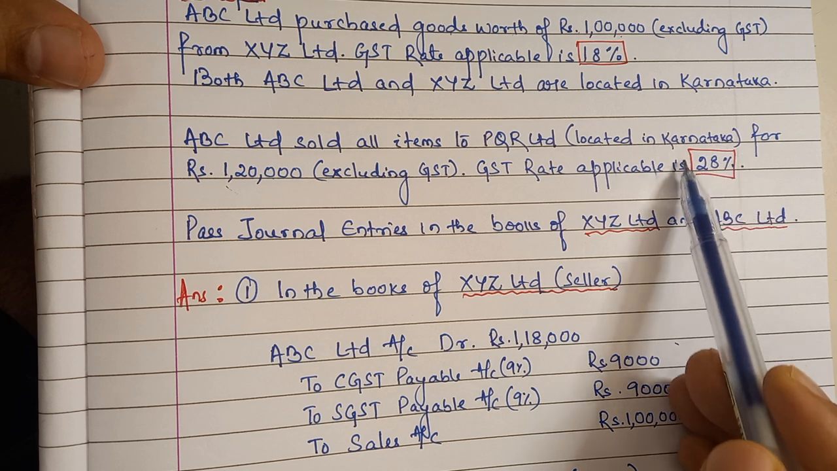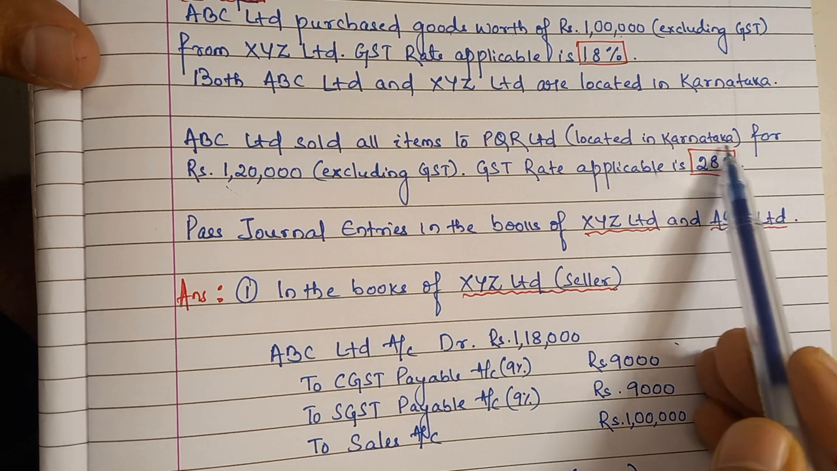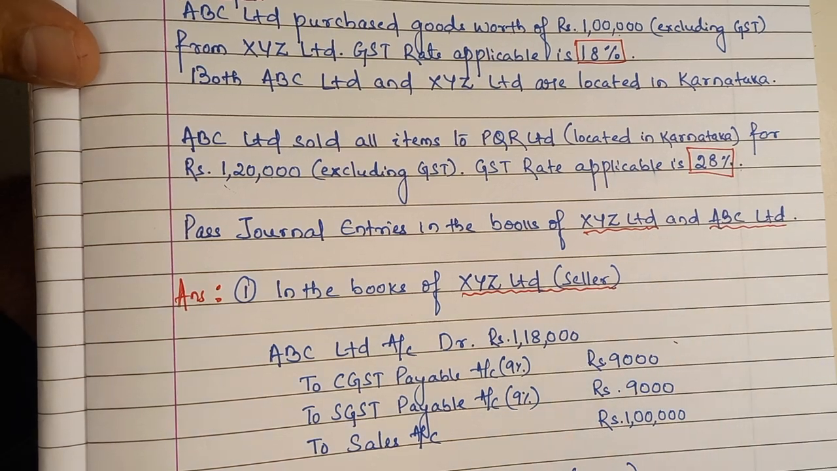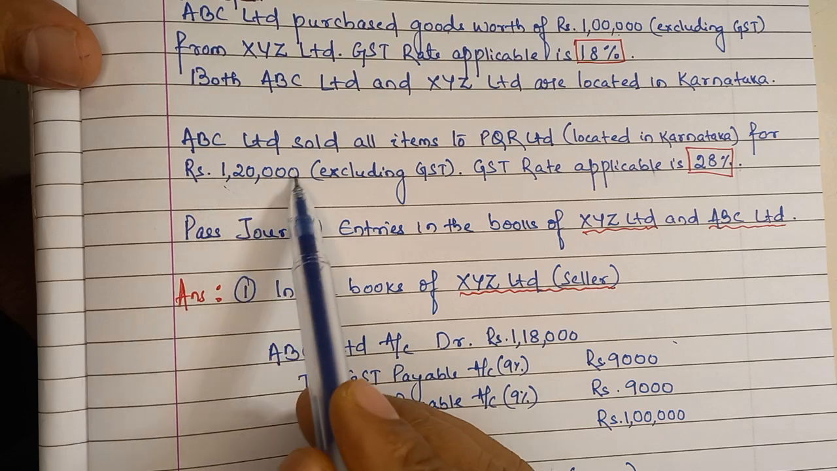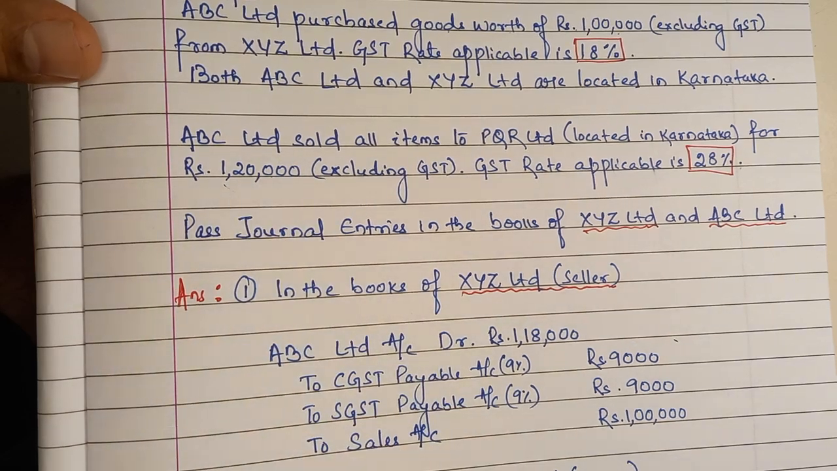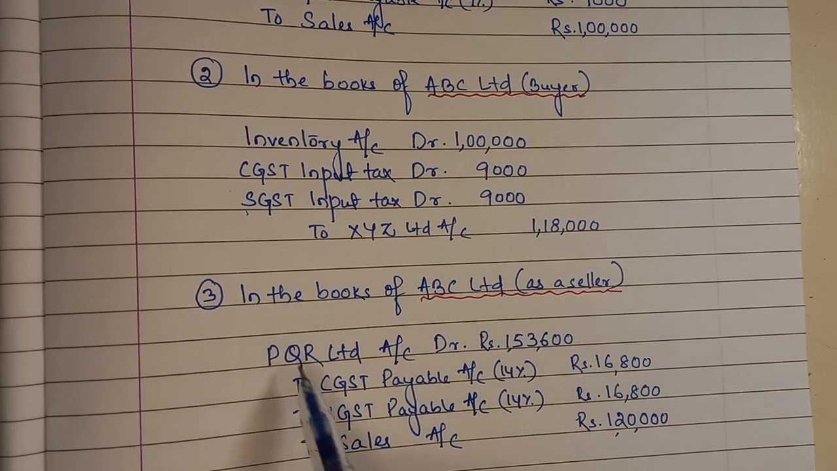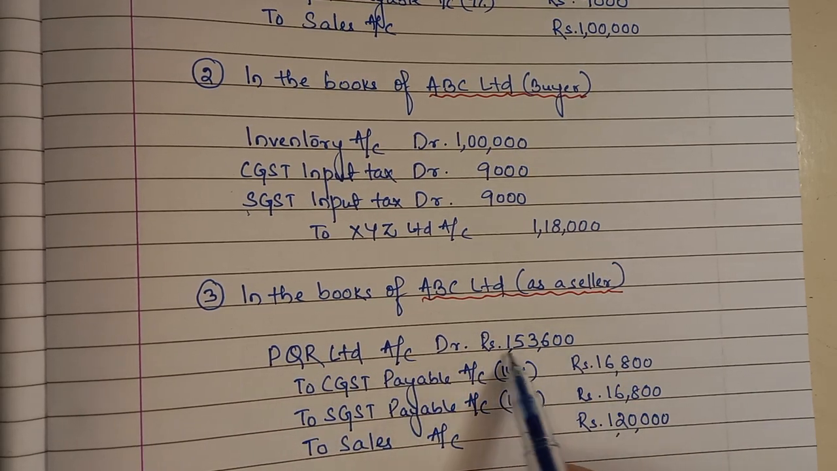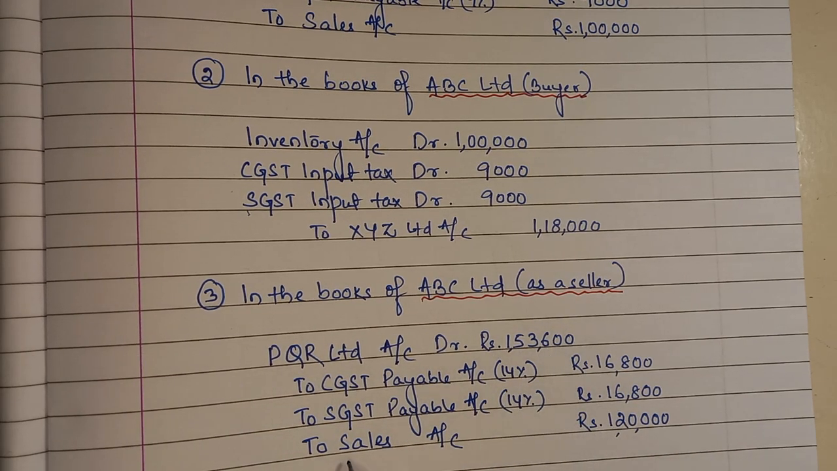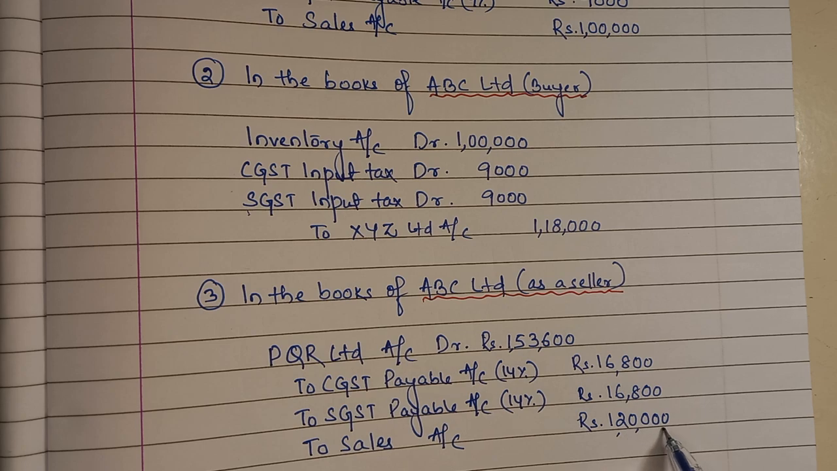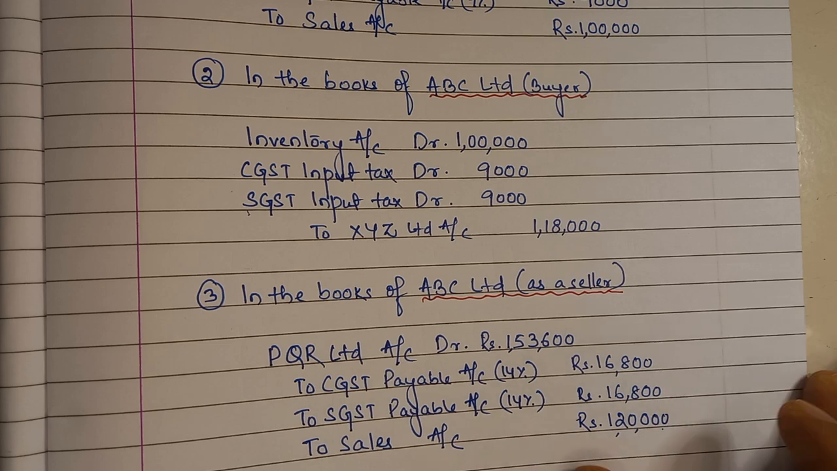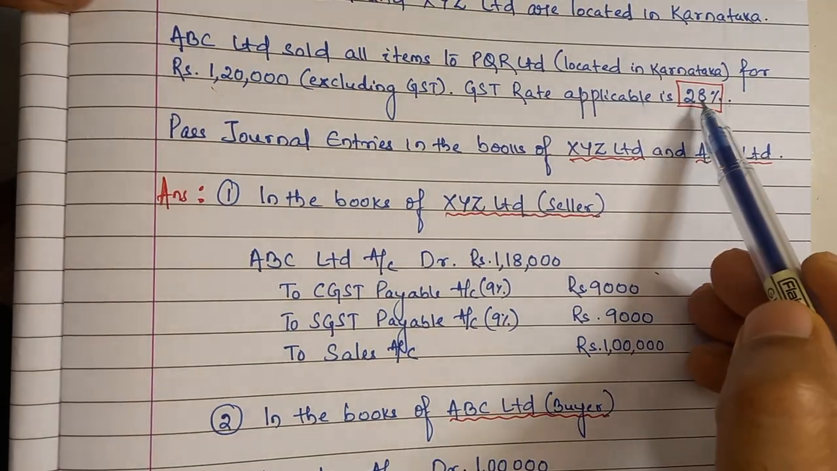Now, when ABC is selling to PQR, he is charging the highest GST rate, that is 28%, correct? And selling at 1,20,000 rupees. So what is the entry now? ABC is going to post as a seller. PQR Limited is debited. How this amount is derived, I will talk later. To sales 1,20,000 rupees. And if you see here, the GST rate is 28%.